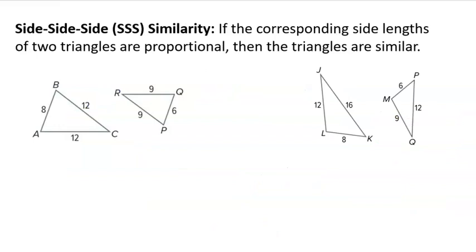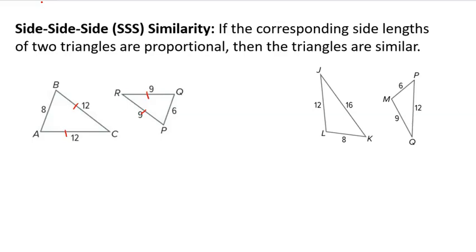So side-side-side similarity now. This is something we were already working with when we first started talking about similar polygons, and that's basically if all of my side lengths are proportional, then my triangles are going to be similar. So notice here we've got some isosceles triangles, but them being isosceles is not enough because those base angles could be different. So just make sure that you're really paying attention and you're being careful about some of these diagrams.